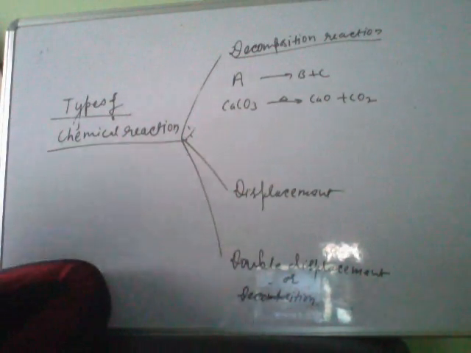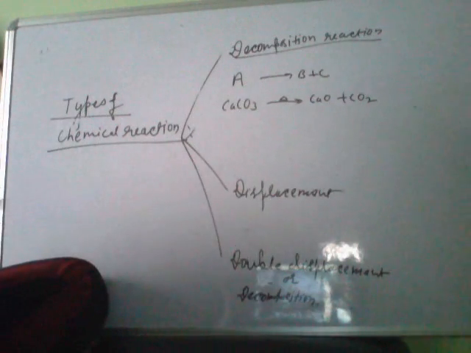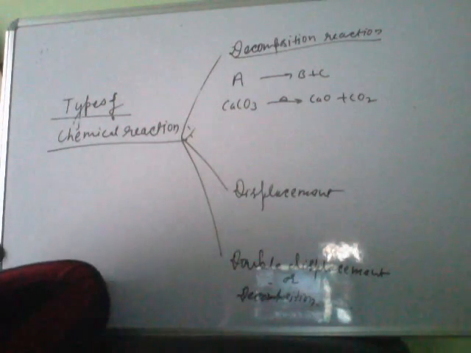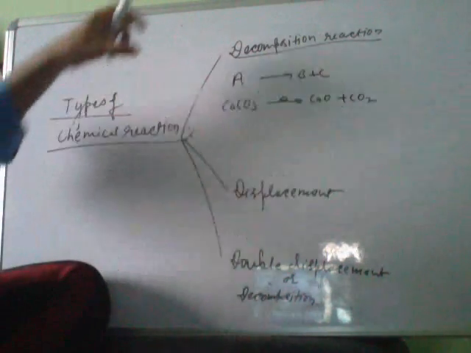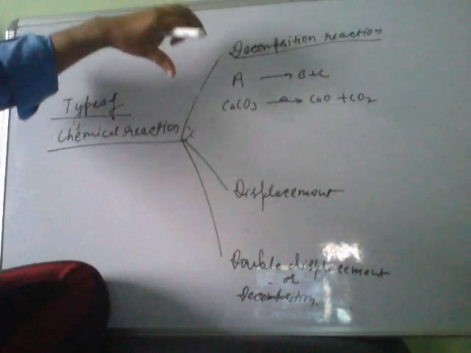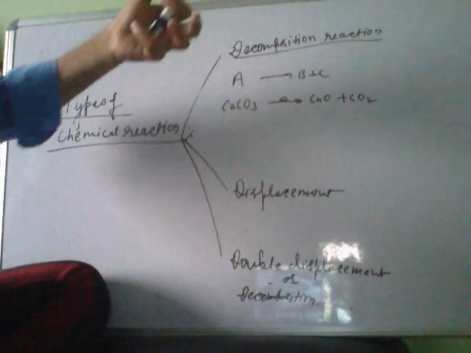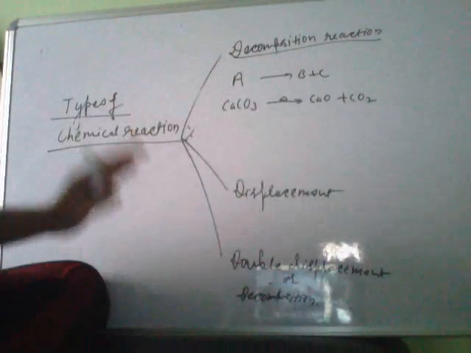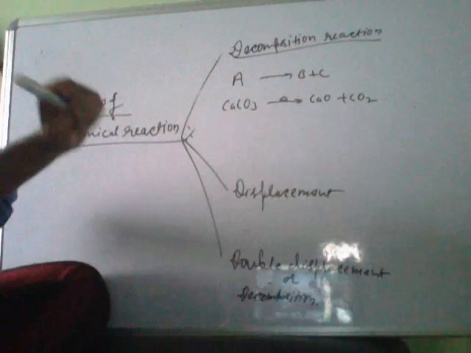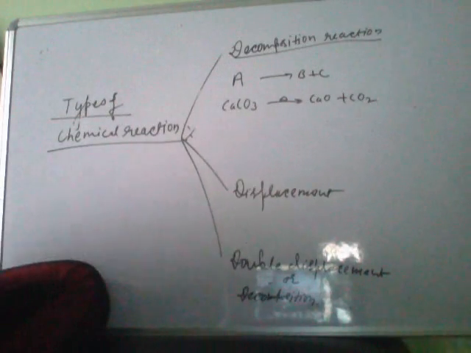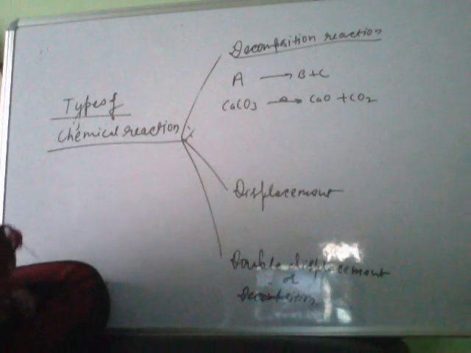This is what is known as a decomposition reaction. Decomposition reactions are also of two types. First one is known as thermal decomposition. If the decomposition is carried out by heat, that is thermal decomposition. If the reaction is carried out by electricity, that is electrical decomposition. That is not too difficult.